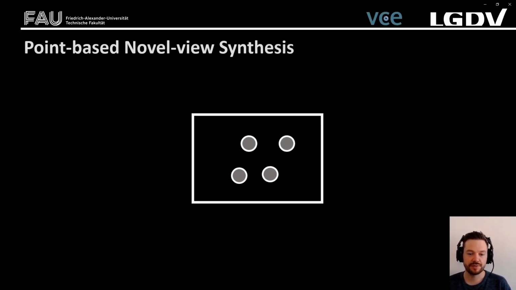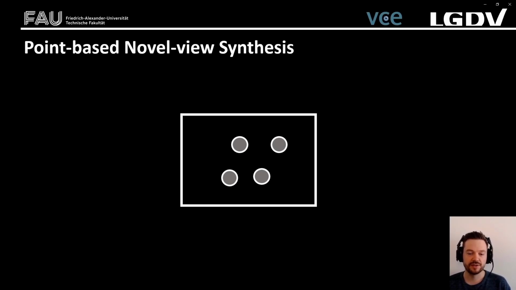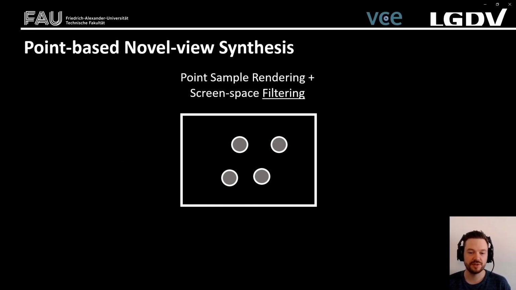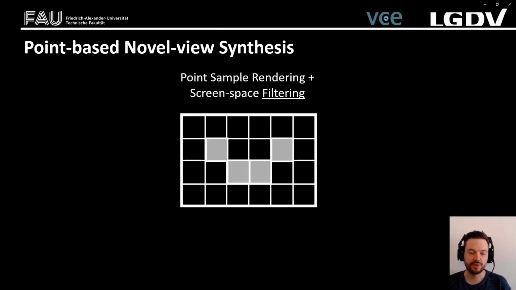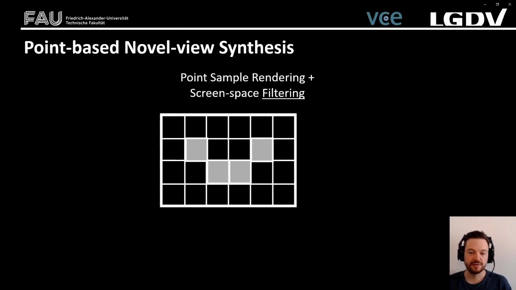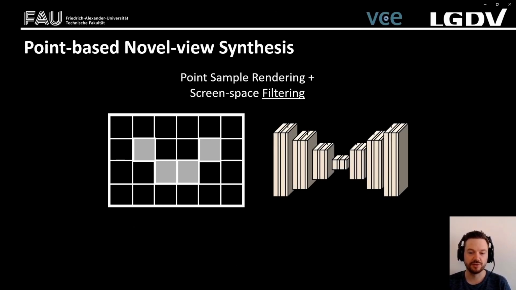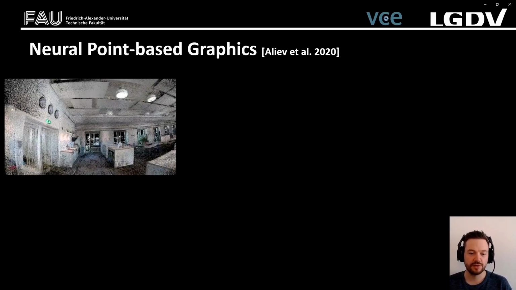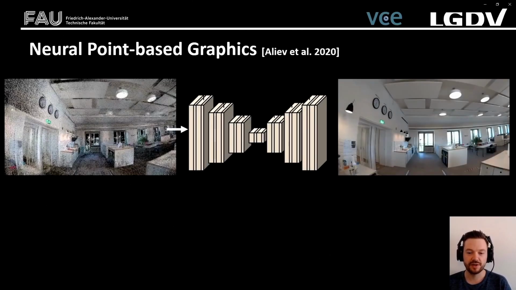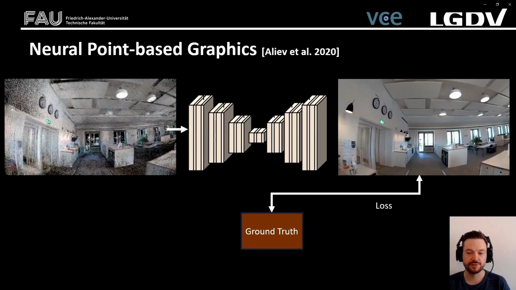A common problem with point cloud rendering is how to fill the space in between all the point samples. And in a world before Gaussian splatting, the fastest way to do that was by a point sample rendering followed by a screen space filter, where you first optimize your point cloud and then you rasterize the points as small splats. And in the end, you use screen space filtering, which is commonly a U-Net, to fill all the holes. For example, this paper of Aliev and colleagues does exactly that. The point cloud is rendered, inputted into a U-Net, and then you have some result. It's compared to ground truth, and the filters of the U-Net get updated.